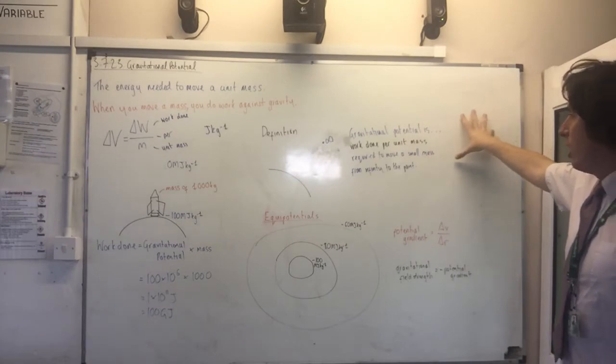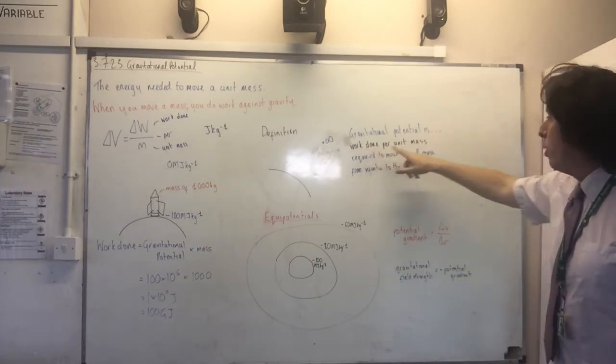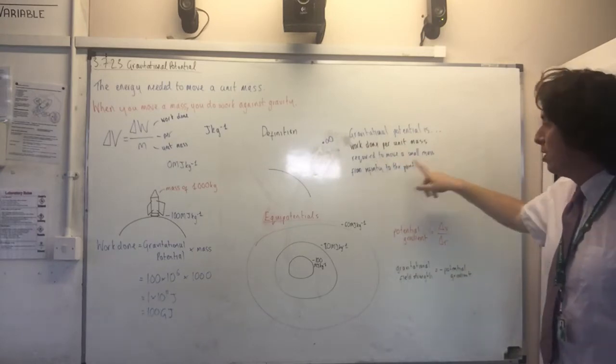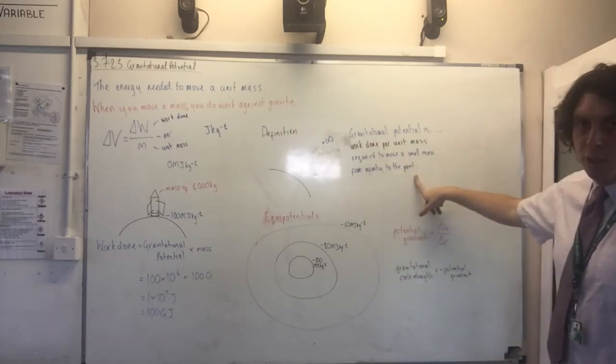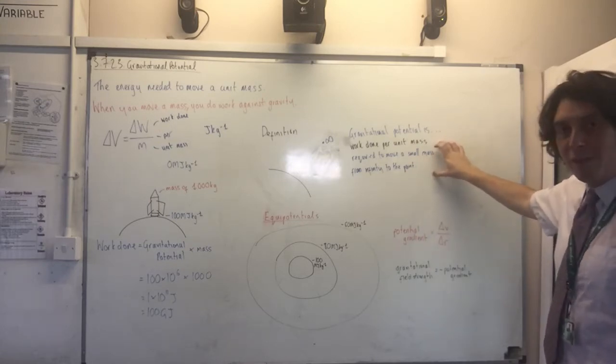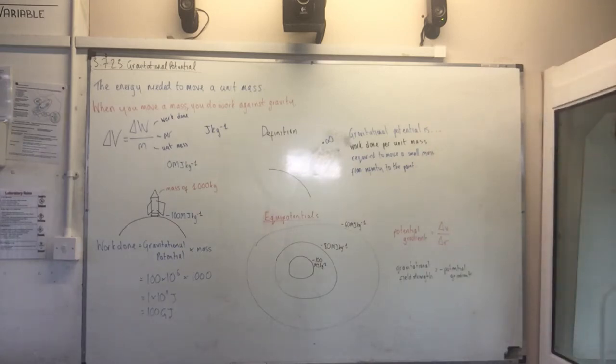So, definition here, gravitational potential is work done per unit mass, as discussed, required to move a small mass from infinity to the point that you're moving it to. Okay, you must refer to moving it from infinity to the point for your 2nd mark for that definition.